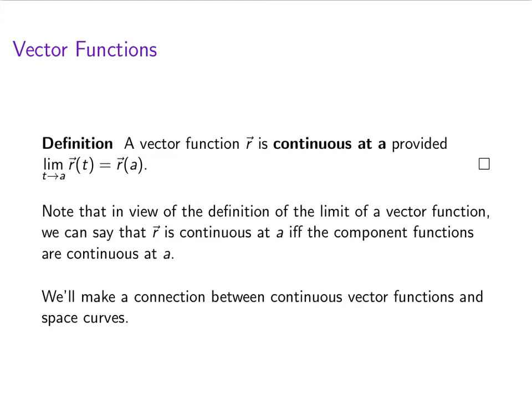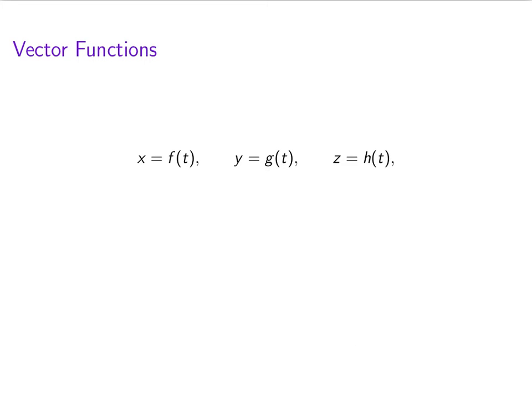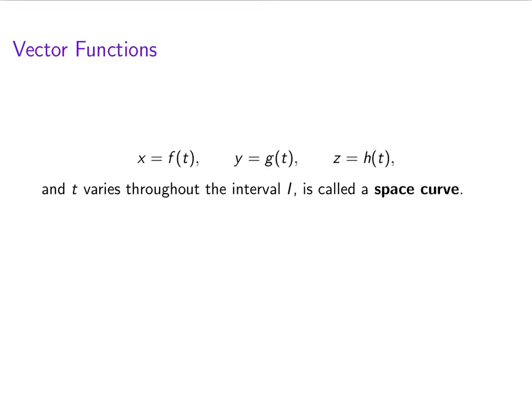What I'd like to do is make a connection between continuous vector functions and space curves. Let's suppose that we have f, g, and h. They're continuous, real-valued functions defined on some interval I. And then the set of all points in space where x equals f of t, y equals g of t, z equals h of t, where t varies throughout the interval I, is called a space curve. You're tracing out a curve in space as you follow along these component functions.